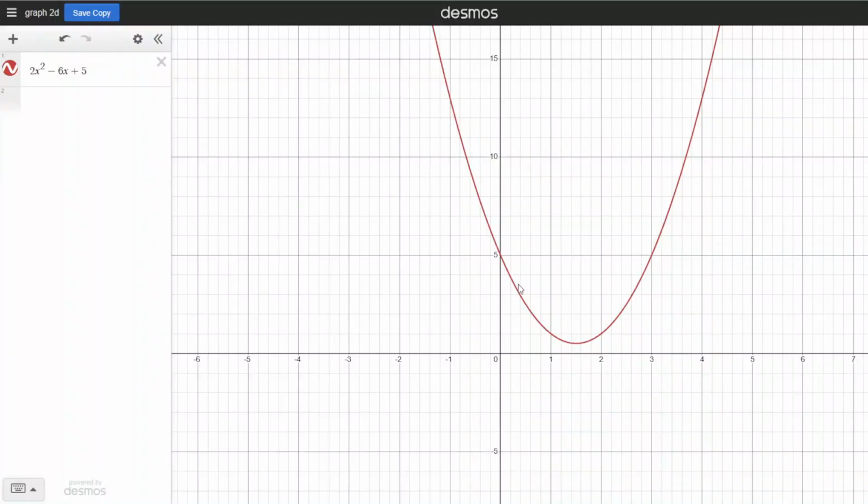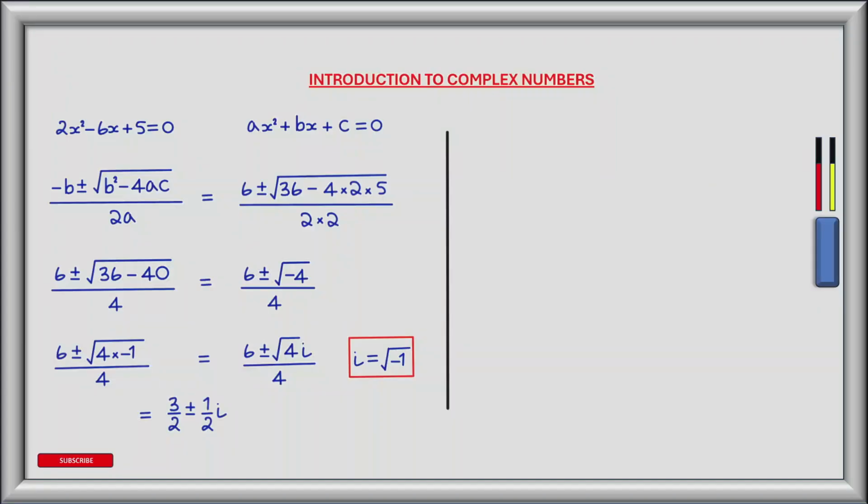So this is the graph of the quadratic 2x squared minus 6x plus 5. As we can see from the graph, it doesn't cross the x-axis and appears to have no roots. So what's going on here? Let's try and find the roots of our quadratic equation. So our quadratic equation 2x squared minus 6x plus 5 is equal to 0 is in the form of ax squared plus bx plus c equals 0. We can use the quadratic formula to try and find the roots.